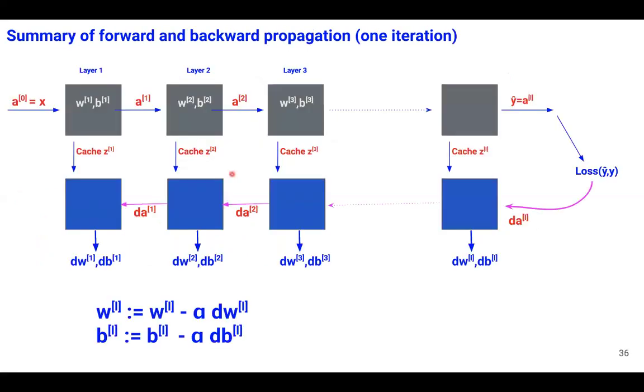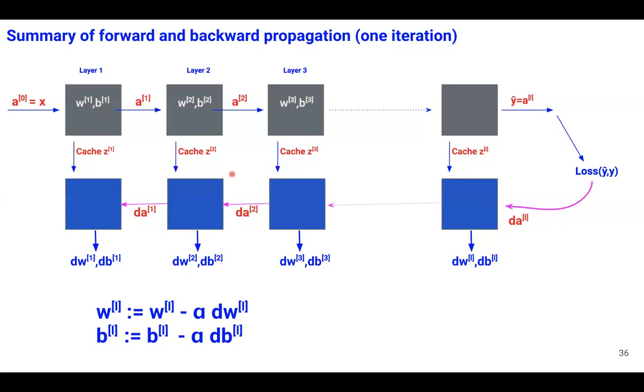Okay, so now just a summary of what we discussed so far. This is one iteration of your forward propagation and back propagation. The upper boxes are for forward propagation. So you go from left to right and you keep computing A0, A0 is given to you, that is the X. You keep computing A1, A2, A3, etc. And then AL is your Y hat.